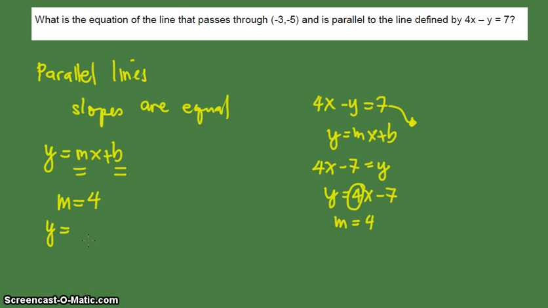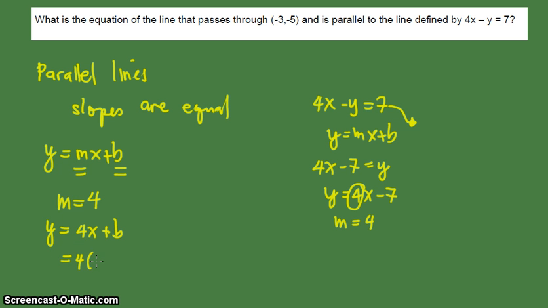So the equation is initially y equals 4x plus b after replacing m by the value of the slope. But how do we find the value of b? This is very similar to what we have solved before. If the line is passing through a point, the x and y of the point should satisfy the equation. When you say satisfy, you can use these numbers as the x and y of the line.